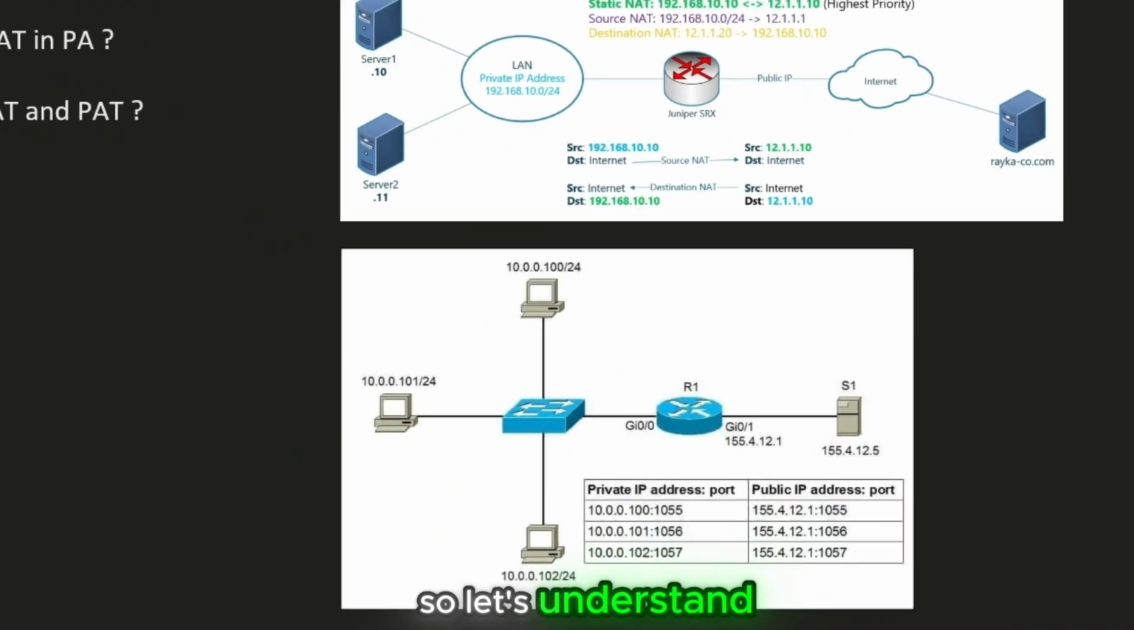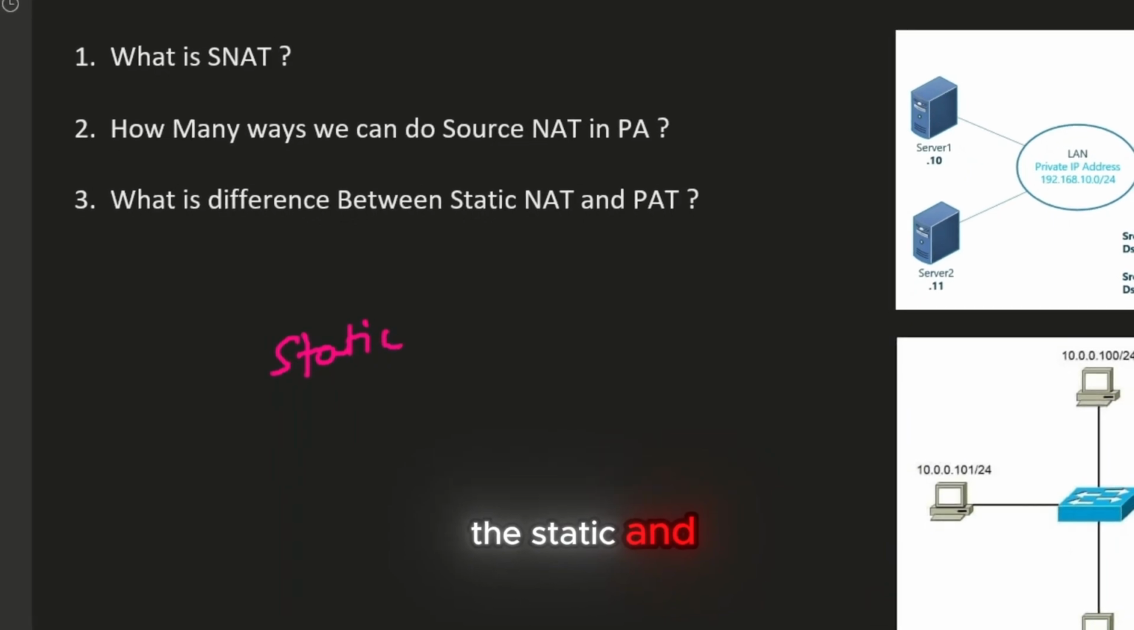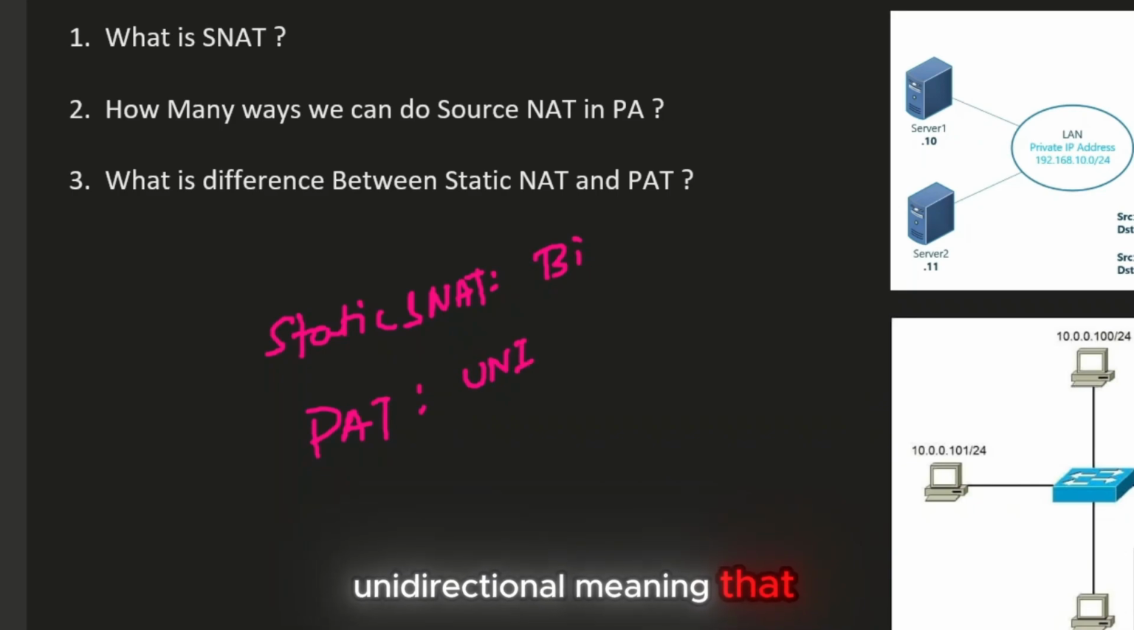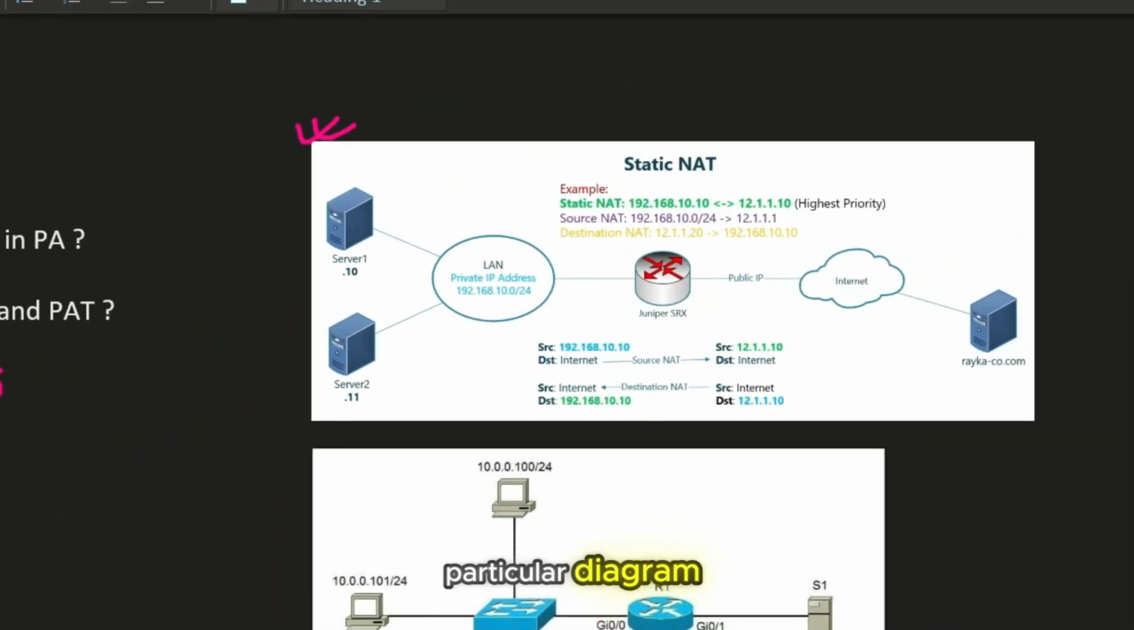Okay. So let's understand static source NAT and PAT. Static NAT is basically bidirectional. Bidirectional is both ways, but PAT is unidirectional, meaning one way. Now let's prove that static NAT can work in a bidirectional way and PAT works in a unidirectional way. So let's understand with the help of this particular diagram and then we'll summarize things.